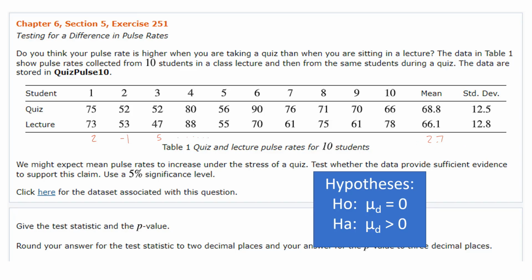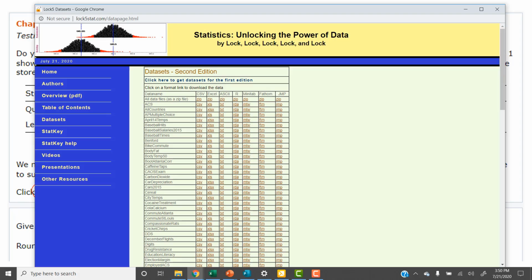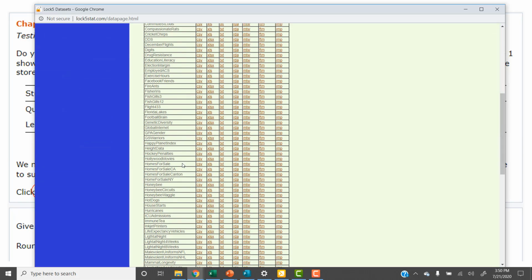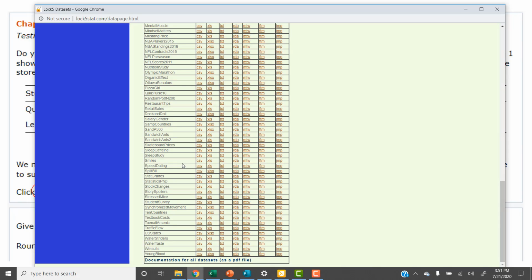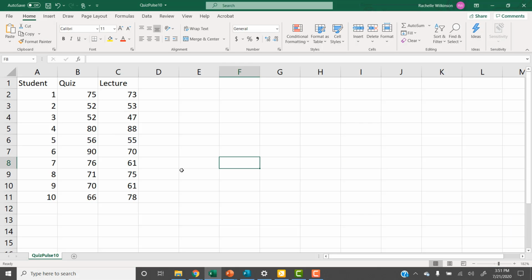So to do that, we're going to open up the data set in Excel. In Wiley Plus, you can click here for the data set. When you do that, that will bring up the data file list for our textbook. You would scroll down to where it says Quiz Pulse here, and you can download either the CSV or the Excel file. Then you're going to go ahead and open that up in Excel. So here's what it looked like when I opened that up in Excel. It's got the students, their quiz pulse, and their lecture pulse, just like we saw in the table from the problem itself.